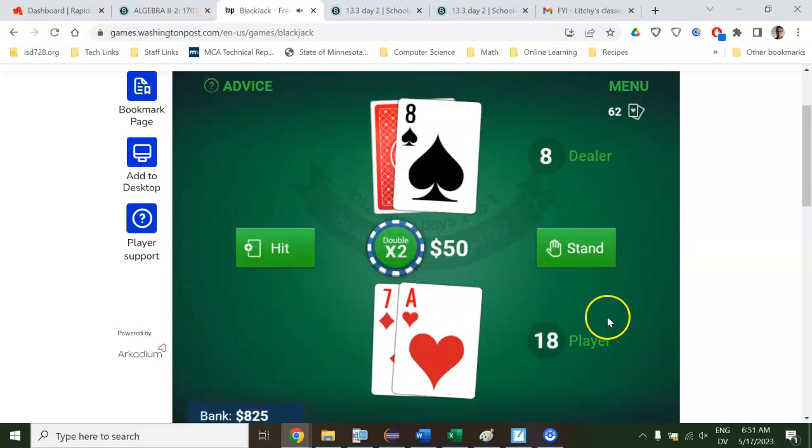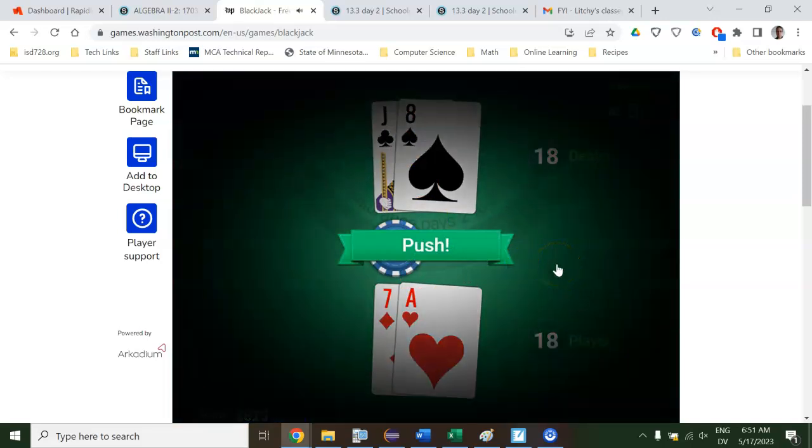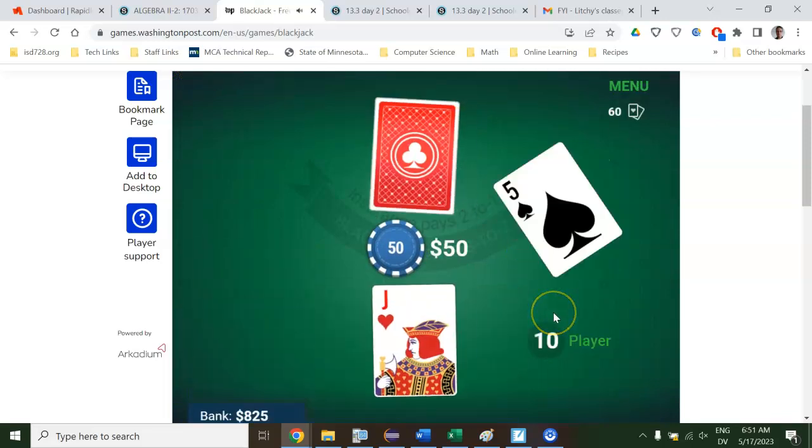Okay, so here's another one where the ace can function as a 1 or an 11. And so I would probably want to stand here because I'm guessing they have 18. And they do, so at least we tied. I didn't lose money that time. And I could have hit to try to improve my hand, but 18's an okay hand.